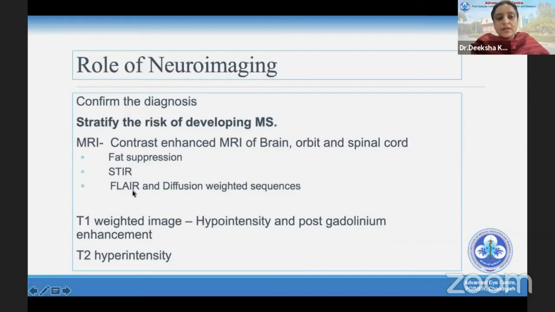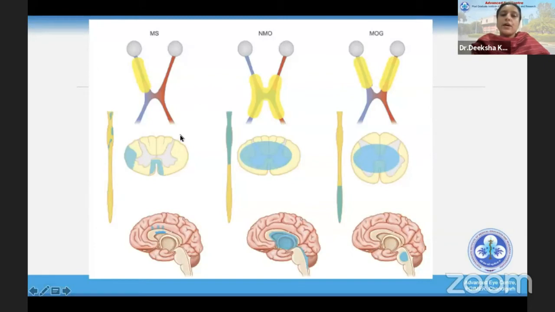Fat suppression, STIR, FLAIR, and diffusion weighted sequences are specific sequences which help in better delineation, because they suppress the surrounding orbital fat. So in the MS associated, if we have to look at the optic nerve, the spinal cord, and the brain, typical MS usually involves the distal portion of the optic nerve, that is the anterior part of the optic nerve. In the spinal cord, MS lesions will typically be located more peripherally, whereas NMO and MOG lesions will be more central.